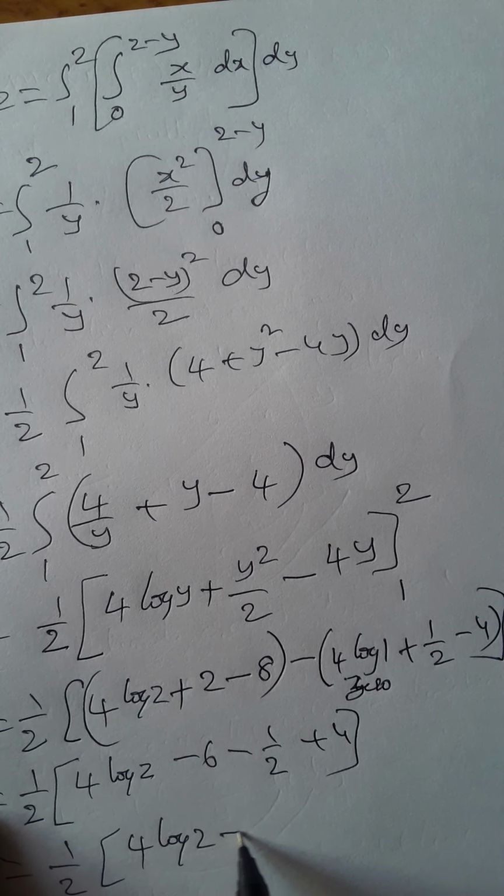Therefore, I is equal to I1 plus I2. Your I1 is 1 by 4 plus 2 log 2 minus 5 by 4, which gives 2 log 2 minus 4 by 4. So log 2 square minus 1, so log 4 minus 1. Log 4 minus 1.